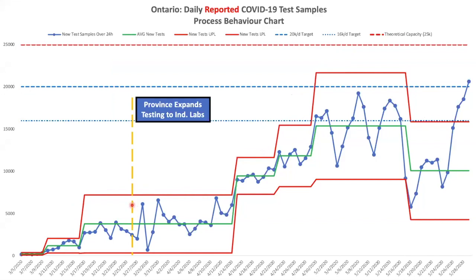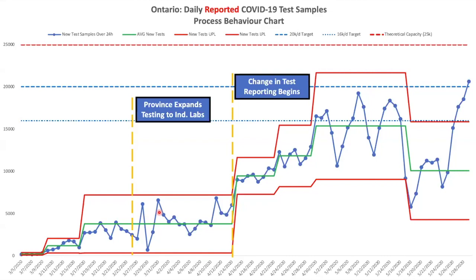So here's where the province decided to expand testing to include independent labs. And you can see there's a bit of a lag here until the next shift occurred. Now, I've been able to fill in the blanks and understand why. And this was occurring because the labs were having to acquire new equipment and ramp up to be able to process the tests that were going to be happening. So it's interesting to see, well, if we demarcate this, what changed? Here's the demarcation point when the province began changing how they reported tests.